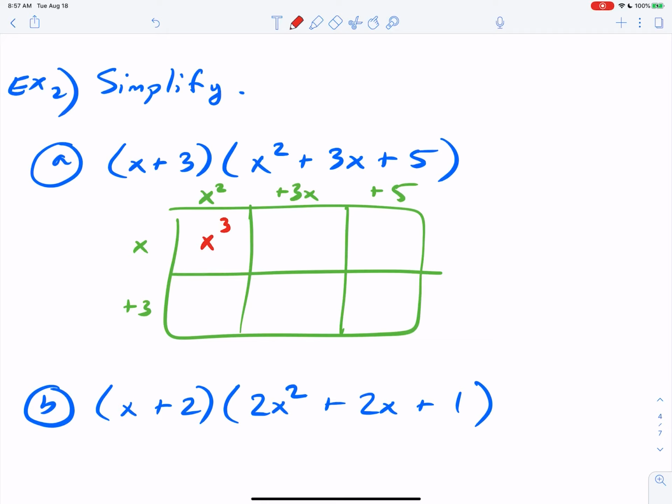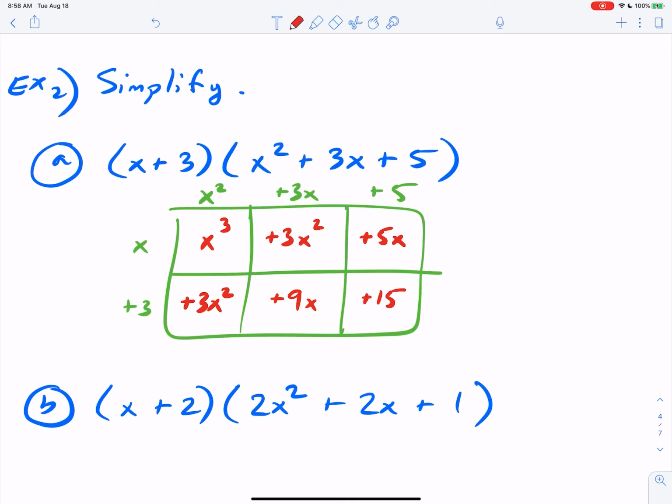3x times x is a positive 3. X times x is just x squared. And positive 5 times x is just positive 5x, okay? Positive 3 times x squared is just positive 3x squared. Positive 3 times positive 3x is positive 9x. And positive 3 times positive 5 is positive 15.